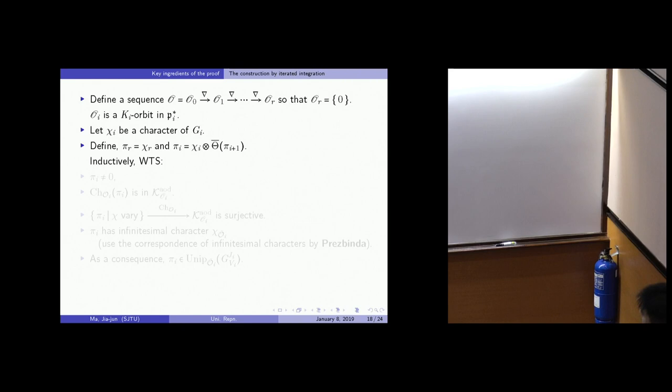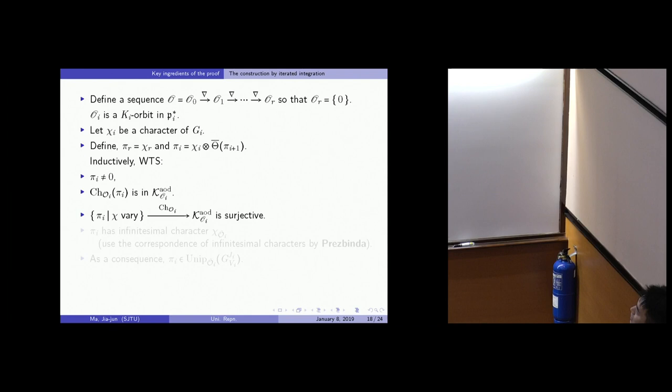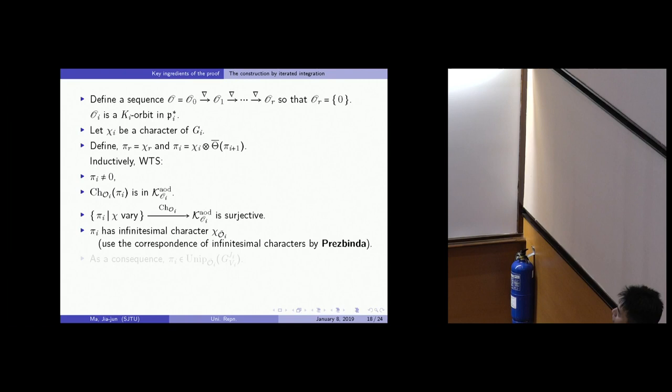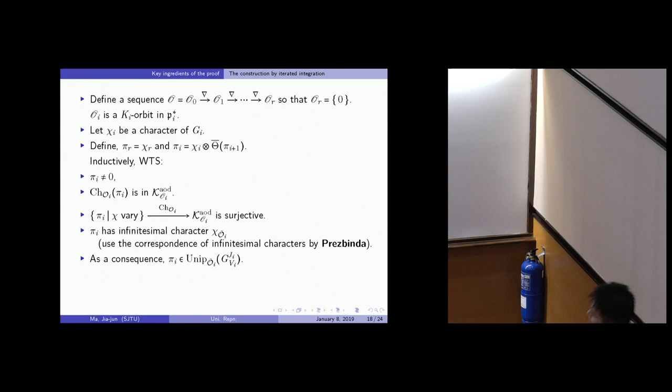And so to prove the theorem, basically you should prove that in each step, this theta lift does not vanish. And also one should keep track of the associated character, showing that at each step, it will give you some associated character which lives in the admissible orbit data. And moreover, one should show that this map, when you allow chi to vary, will give you all admissible orbit data. And then the infinitesimal character of theta lifts is easy to compute using Przebinda's result on correspondence of infinitesimal characters. And as a consequence, you will see that all these representations constructed in this way will be unipotent representations by definition.